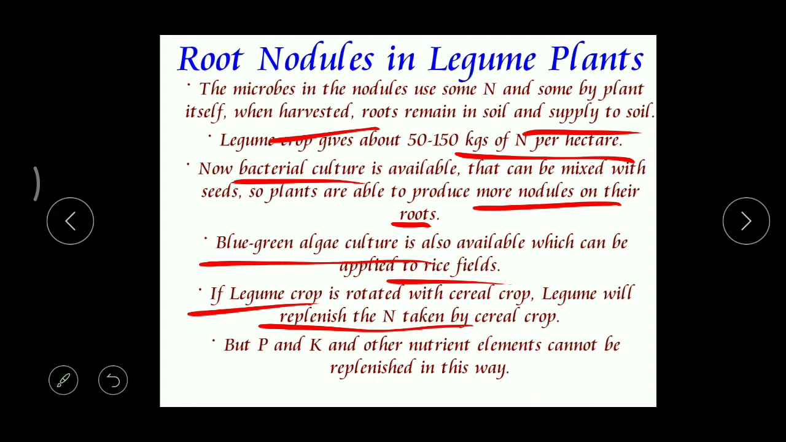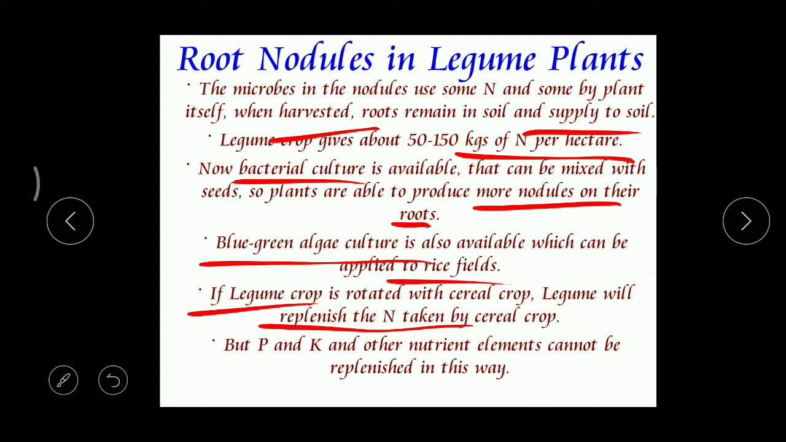That means by rotating these non-leguminous crops with the legume crops. But here, by using these crops, there is one disadvantage. What does this mean? By using this, we can only add nitrogen to the soil.